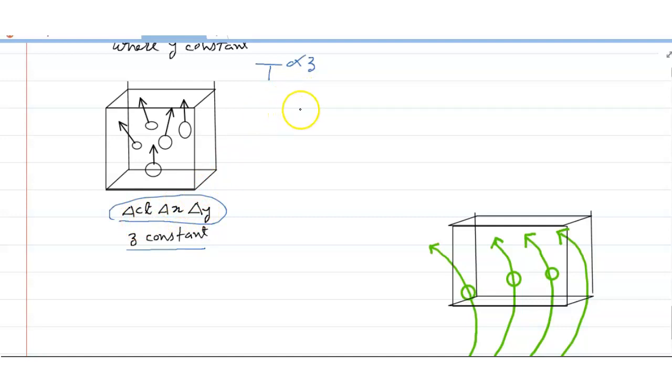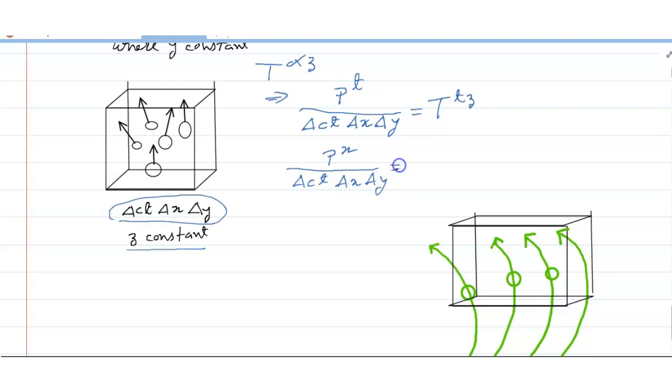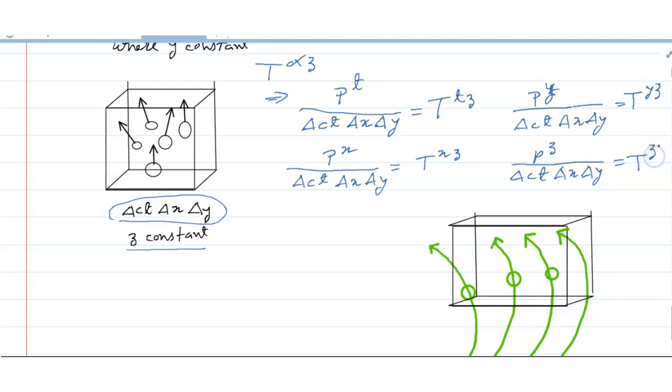So T alpha z equals to pt divided by del ct, del x, del y equals to tt z. Then px divided by del ct, del x, del y equals to txz. Sorry, it is not pt, it is pyz. pz divided by del ct into del y equals to tzz.